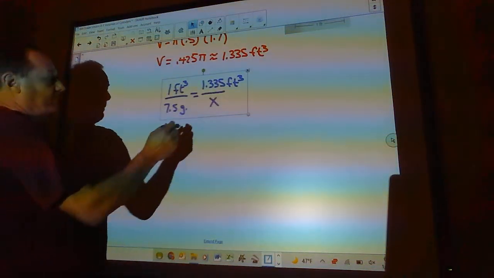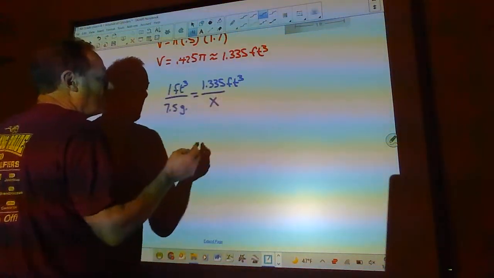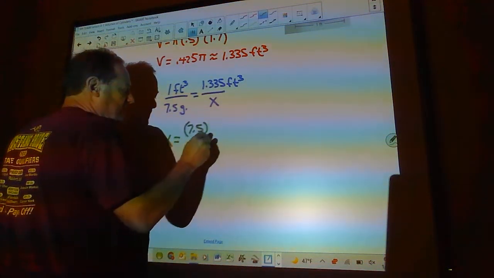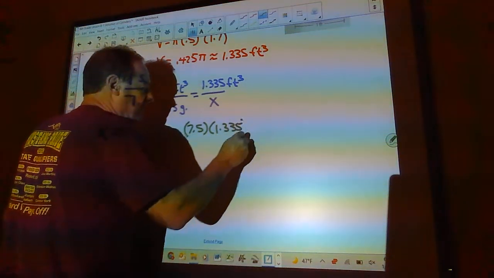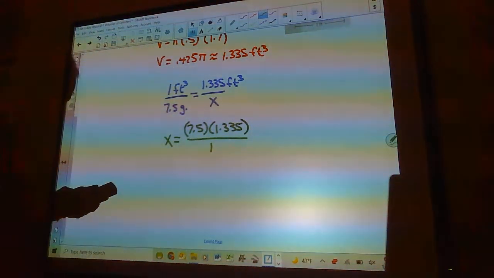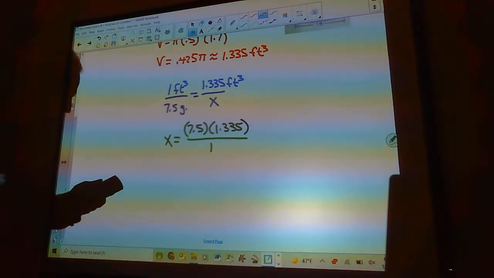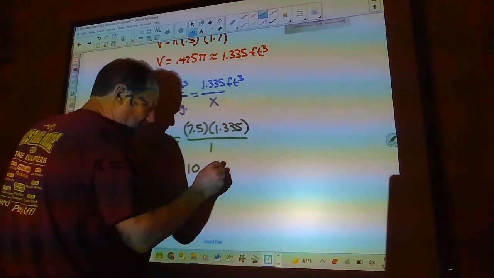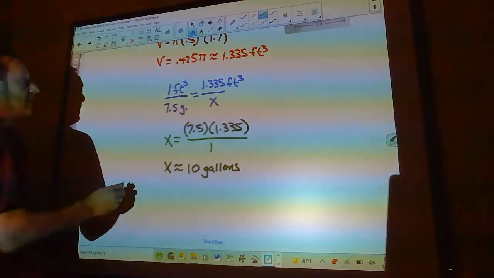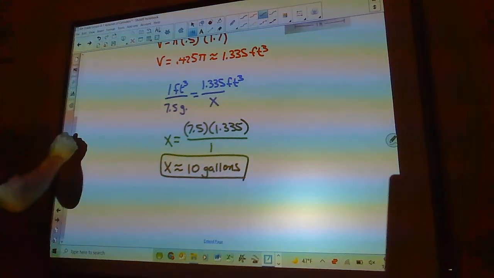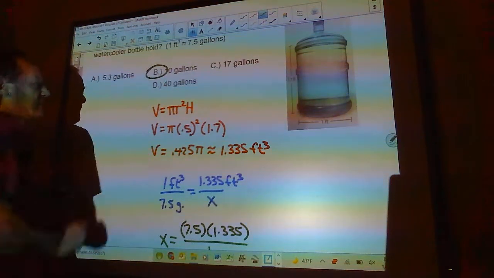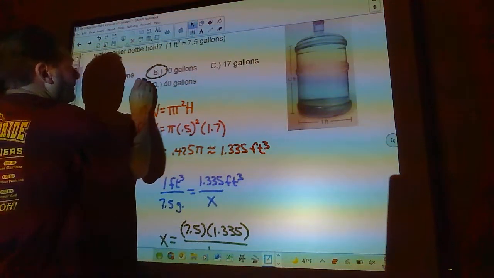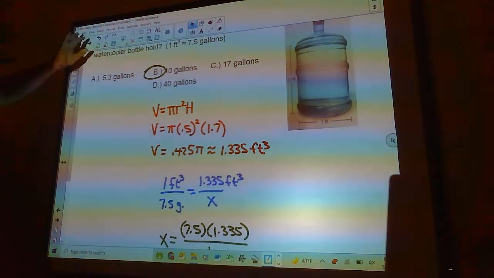Remember, when we solve a proportion, we always multiply the two diagonal numbers and divide by the other one. So this is going to be 7.5 times 1.335 divided by 1. This comes out to be approximately 10 gallons. So I go up here and look at my choices. That would be B. Alrighty then.